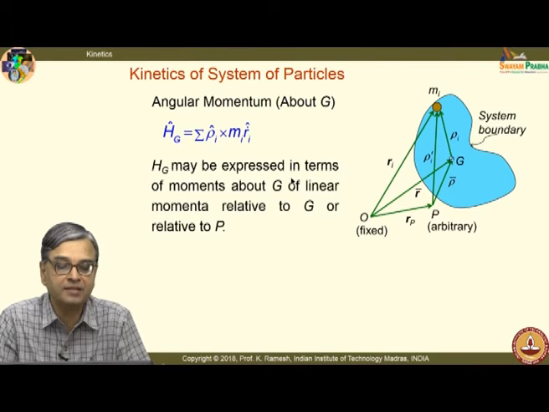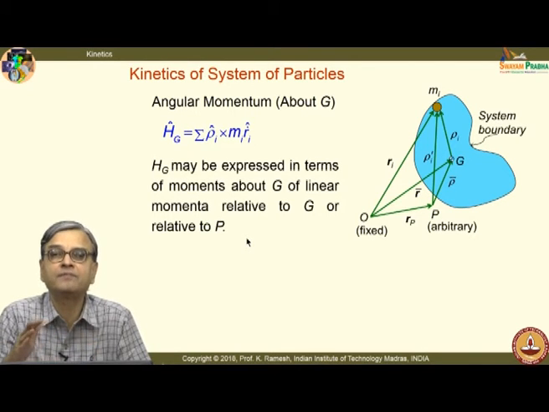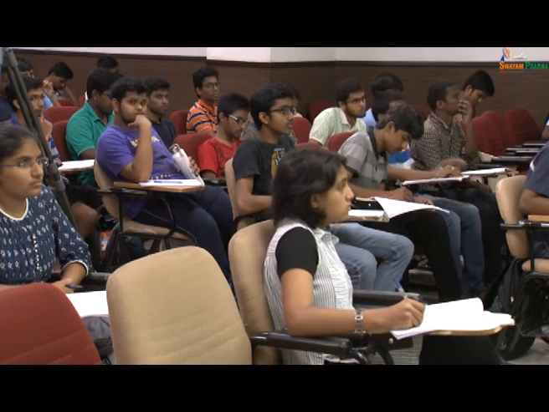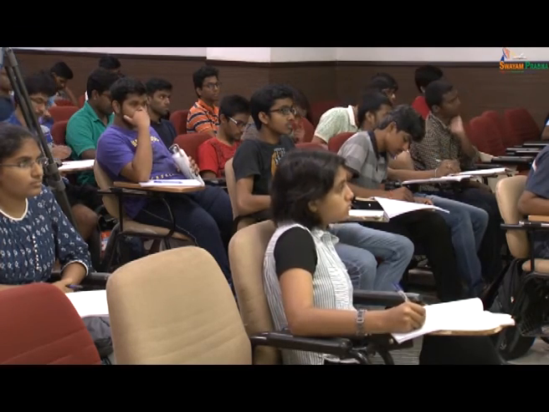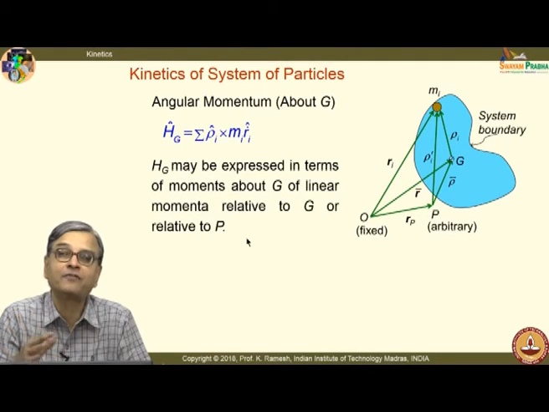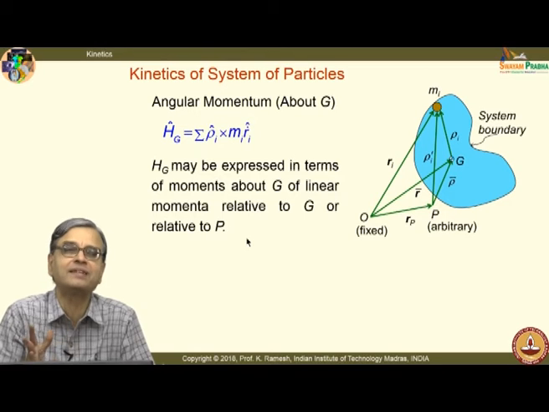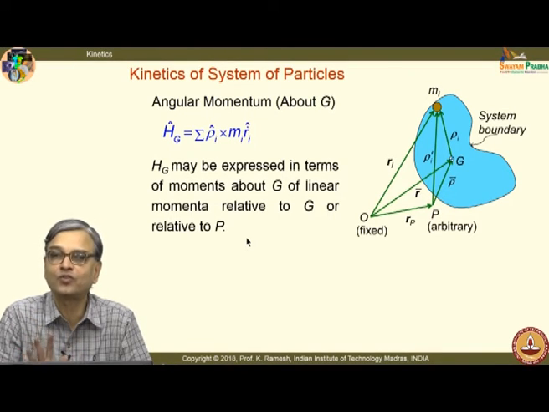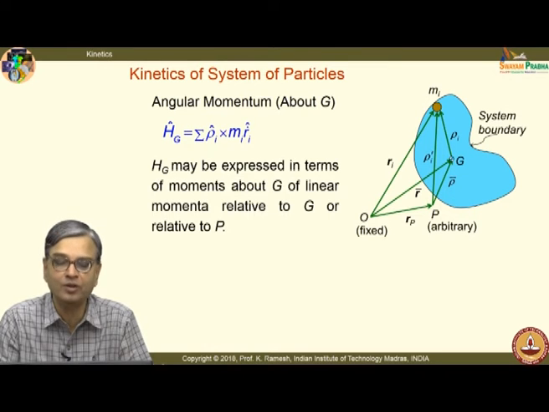So, Hg may be expressed in terms of moments about G of linear momenta relative to G or relative to P. These become convenient when we want to extend it for rigid body mechanics. When I derive the expressions, we will use these identities cleverly to minimize our computations. But the final expressions which you are going to use for solving problems are very, very simple. Right now, you will have an array of equations coming up one after the other, playing with symbols and so forth. It is good that you have this as a summary in your notes.